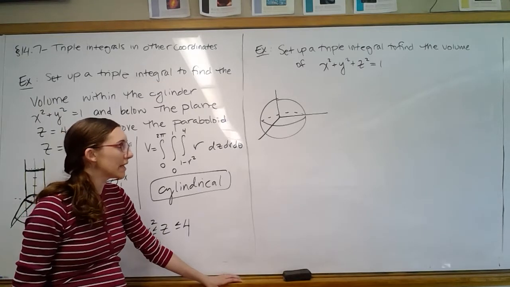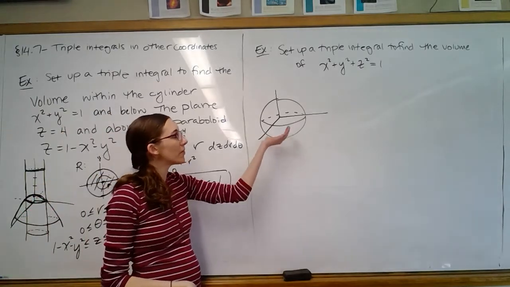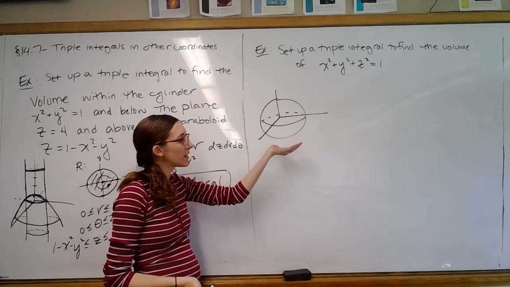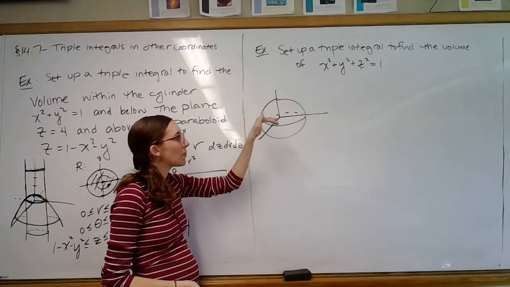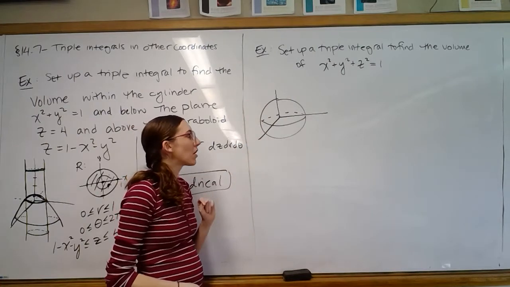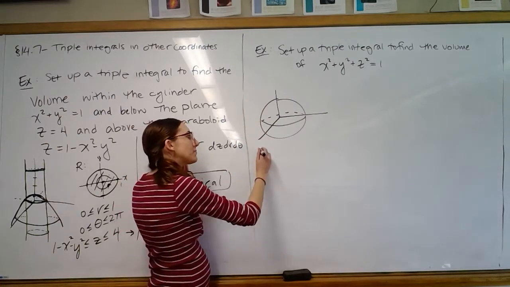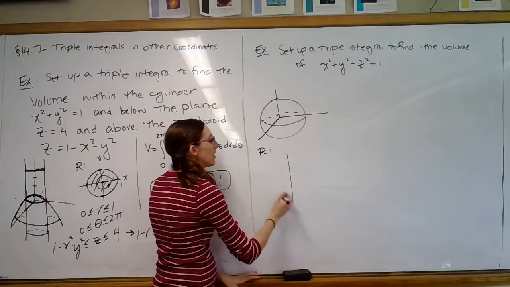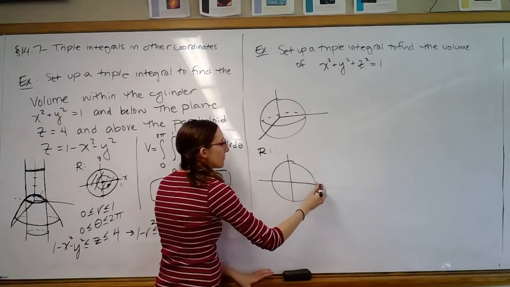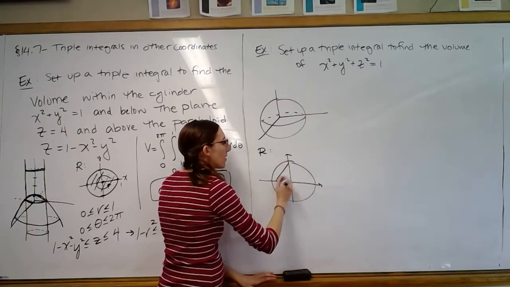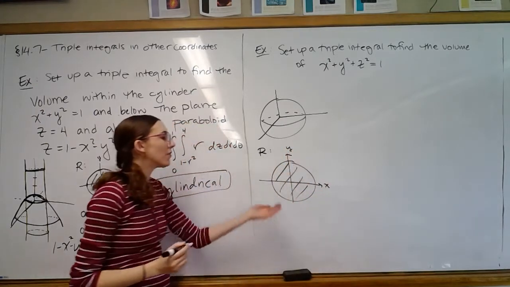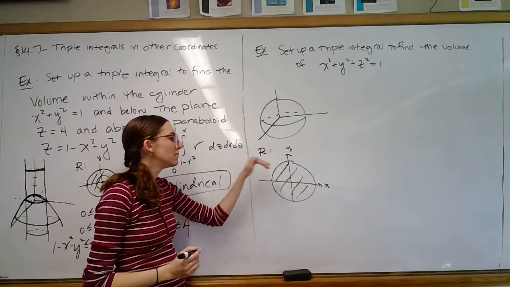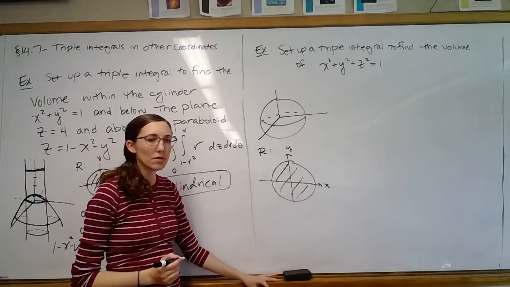We could do rectangular. To do rectangular, we'd have to go from, again, like the one we did last time, the lower hemisphere to the upper hemisphere, and then the cross section of R is going to be, again, that unit circle. So we could go from the lower semicircle to the upper semicircle.